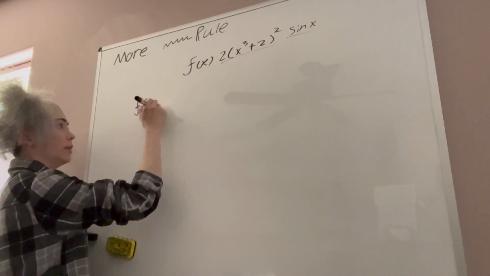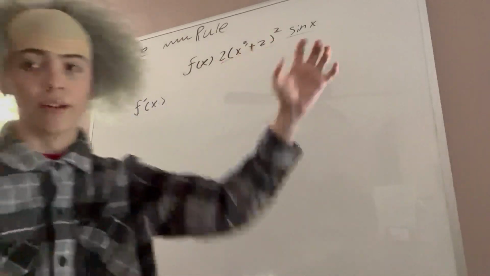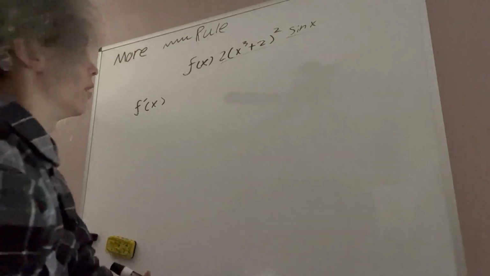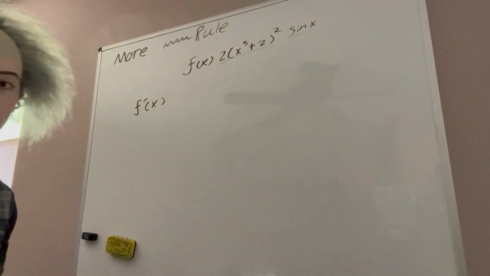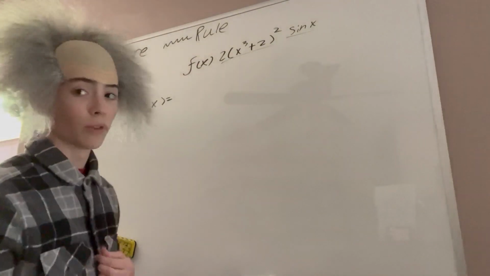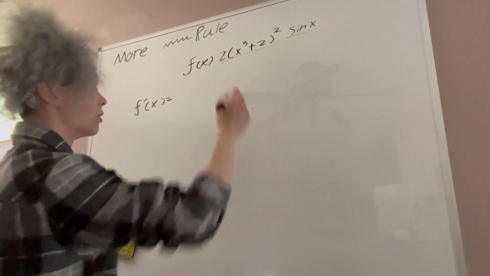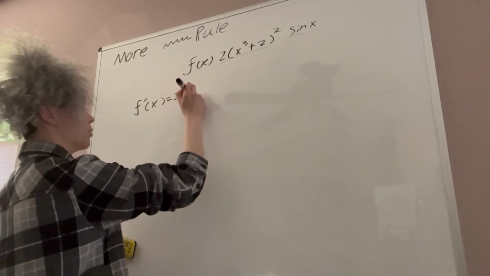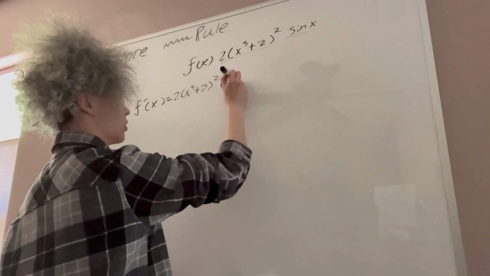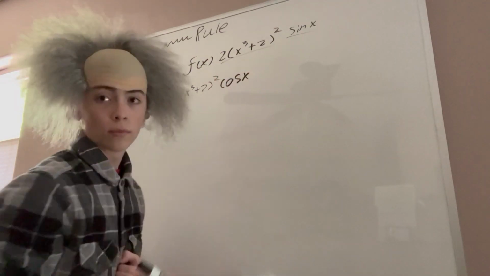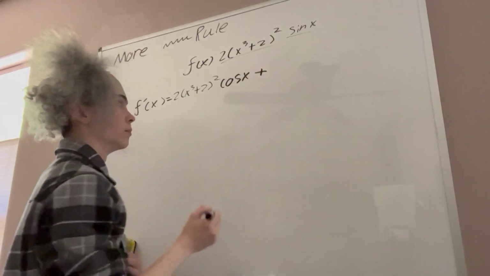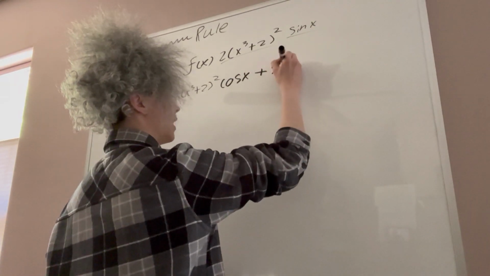F prime of x, we're going to need to use a product here because we've got these multiplied functions. Sine of x can't combine with 2 times quantity x cubed plus 2, quantity squared, right? So we're going to use our product rule. You won't forget it: left d right plus right d left. Left, 2 times (x cubed plus 2) squared. Okay, d right, cosine of x. Right, derivative of sine is cosine.